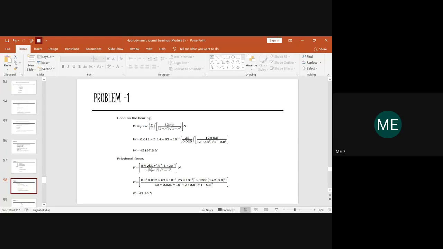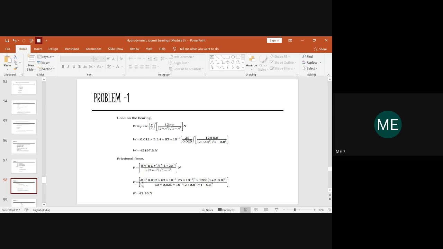So here mu is your viscosity value, L is the length of the bearing, R is the radius of the journal, N is the speed with which it has been revolving, right? And small n here is the eccentricity ratio. All these values you are aware enough. So now it's your work to substitute and find out the value.